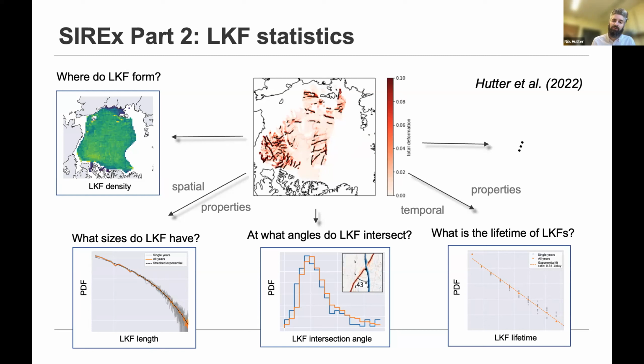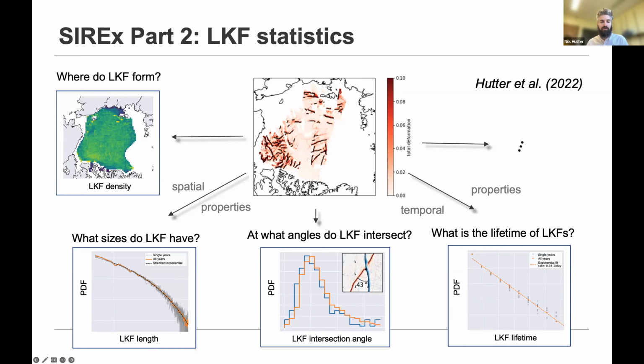But we can also do temporal property statistics. So we can, for example, look into how long a lead stays open, look at the lifetime of LKFs, or look at how fast they're growing. And since the results that we have fill two overlength papers, I won't have time to go into all of the different details. So I try to mix results from both parts together to come up with some main conclusions. But whenever you have questions later on about individual statistics, I'm also happy to answer them.